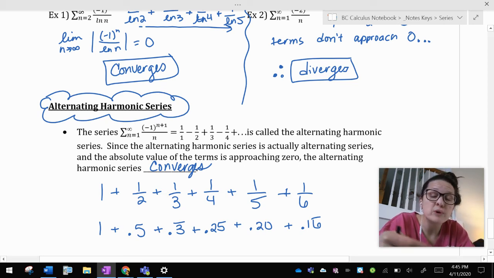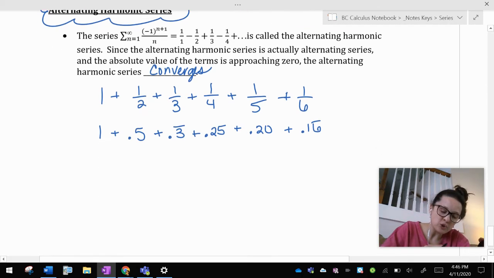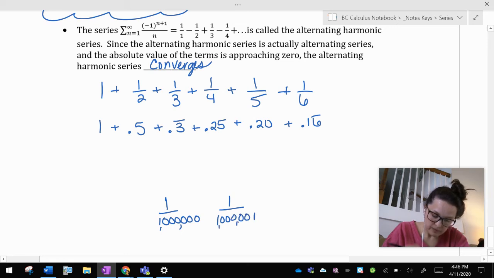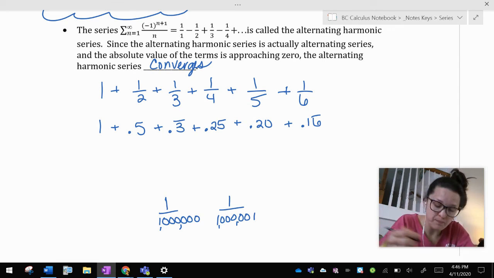Every time we add up these fractions, they're going to grow and grow and grow because they're actually really close together. Like if I asked you how far apart are 1/1 millionth and 1/1 millionth plus one, those are practically the same value and they're next to each other. So adding them together is like duplicating them.